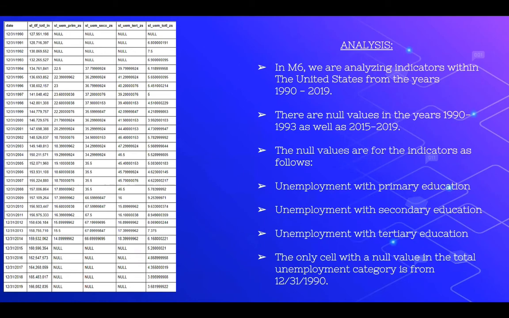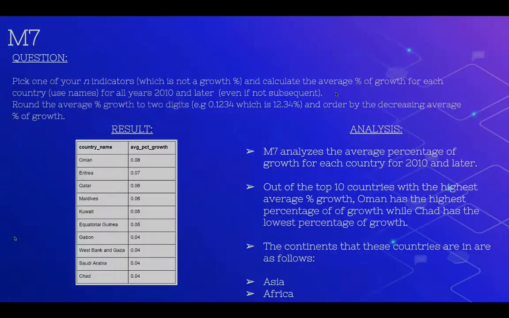The null values are for the indicators as follows: unemployment with primary education, unemployment with secondary education, unemployment with tertiary education, and the only cell with a null value in the total unemployment category is from December 31st, 1990.